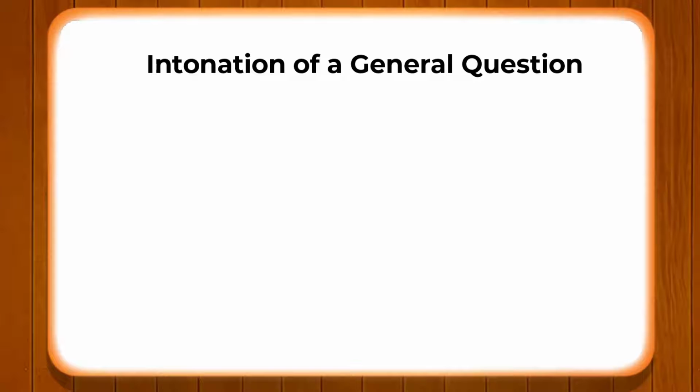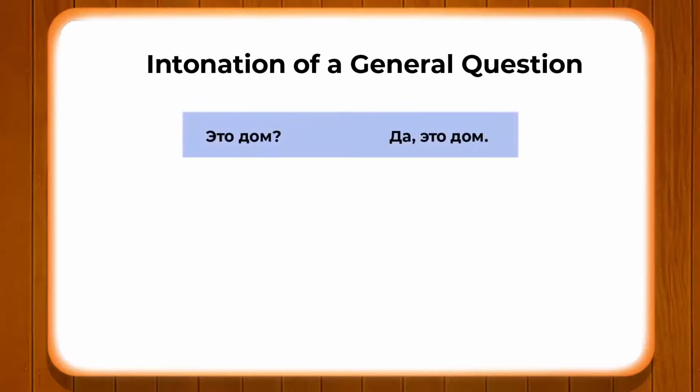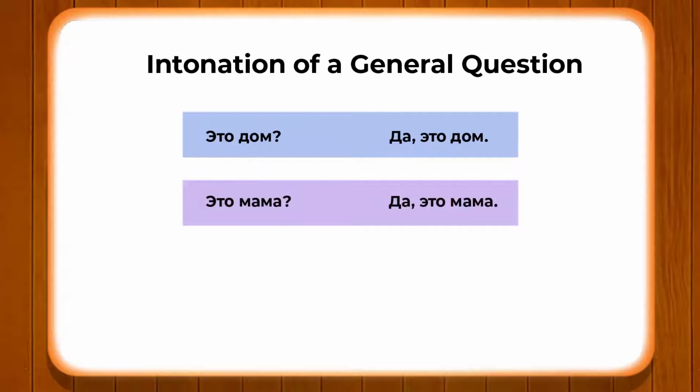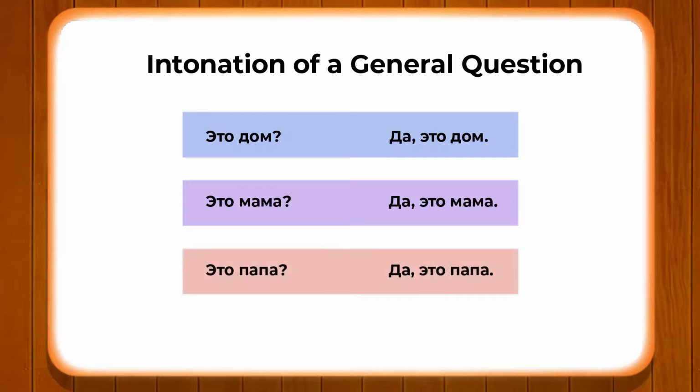Now, we will be using the word "da" along. Eta dom? Da, eta dom. Eta mama? Da, eta mama. Eta papa? Da, eta papa. So, what do we see here? We see that when I am answering a question using "da", there is a pause. Why? So that I can answer the question fully after using "da", which means yes.